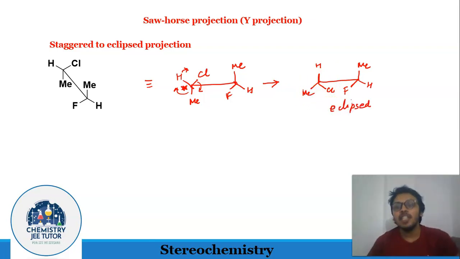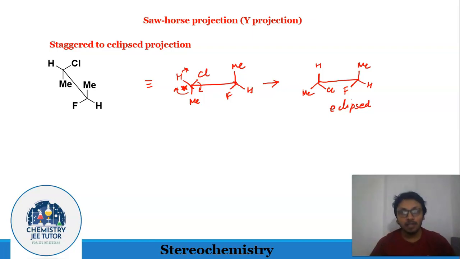So how can we change from a staggered to an eclipse, or in the same case from an eclipse to staggered? By keeping the whole of the molecule fixed and by rotating the substituents around one of the carbon atoms, or around one of the vertices. That is allowed because the rotation is not restricted. It is a free rotation. So this is how you move from an eclipse configuration to a staggered configuration in a Sawhorse projection. Again, Sawhorse is also known as Y projection.